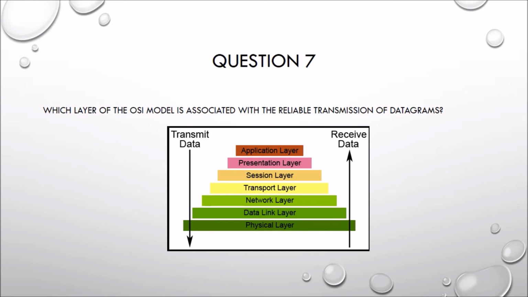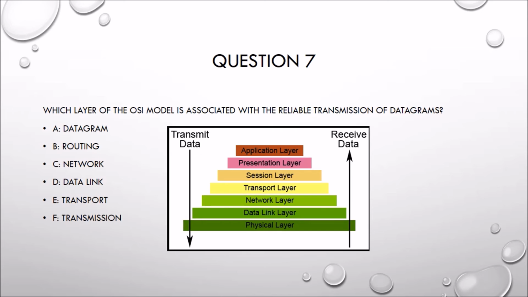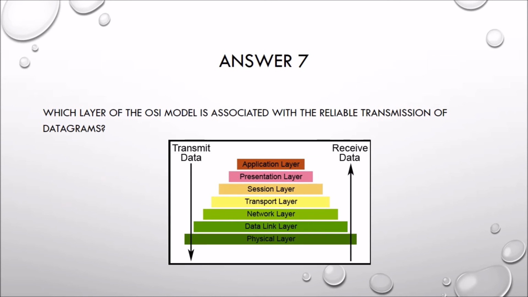Question 7. Which layer of the OSI model is associated with the reliable transmission of datagrams? Is it A, datagram layer, B, routing layer, C, network layer, D, data link layer, E, the transport layer, F, the transmission layer, or G, the session layer? Well, we can eliminate a lot of those options just based on the fact that they aren't actually layers of the OSI model. But the answer is E, it's the transport layer.